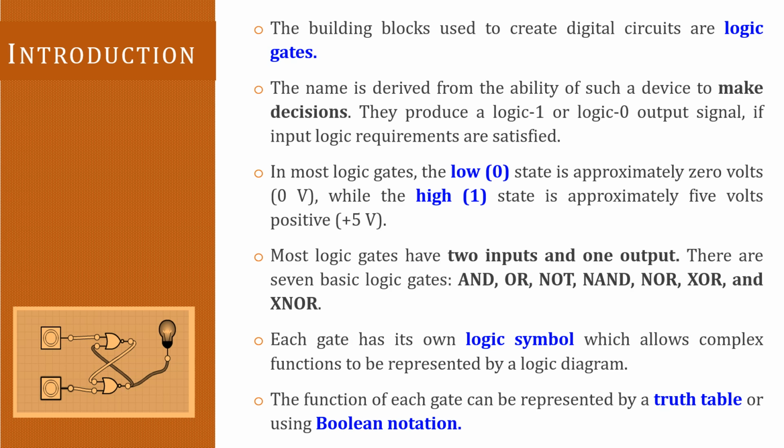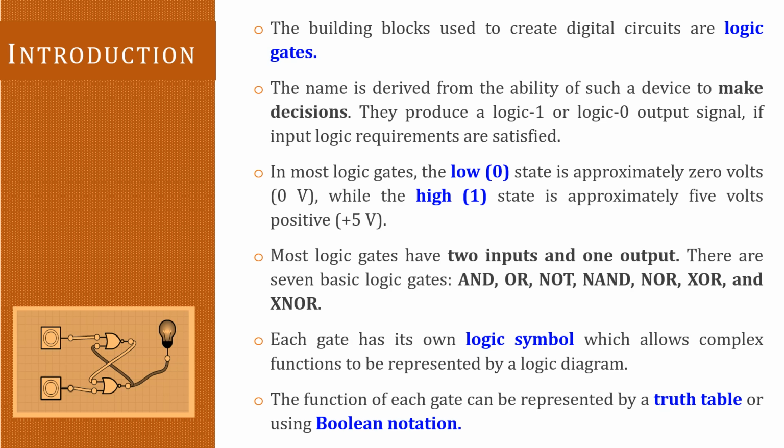Building blocks used to create any digital circuits are logic gates, and they are so called because of their ability to make decisions. They produce a logic 1 or logic 0 output signal if input logic requirements are satisfied. So these gates can be in two states, either logic 1 state or logic 0 state.